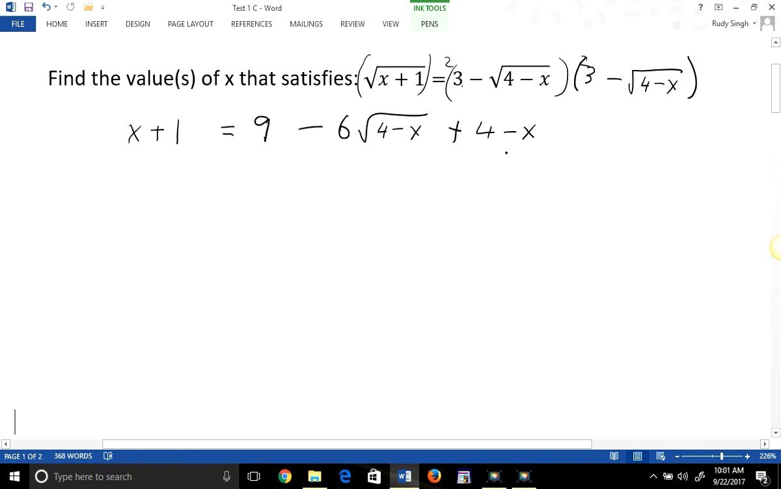Alright, now you combine some stuff. On the left side, you're going to add x to both sides, so you end up with a 2x. You have a 9 plus a 4 here is a 13, but you're going to subtract it from 1. So 1 minus 13 is minus 12 equals, then you'll have this negative 6 square root of 4 minus x. So however you combine is fine, just be careful with your signs. And then you square both sides again.